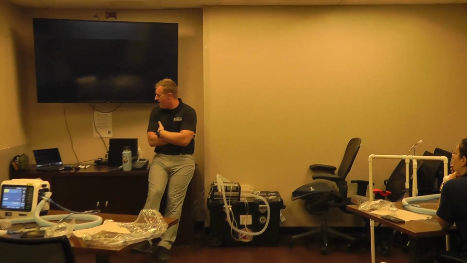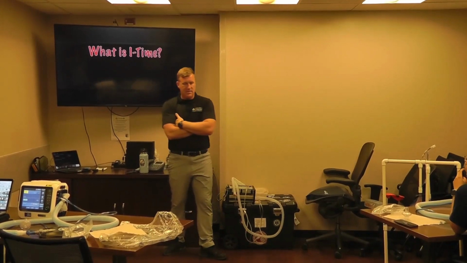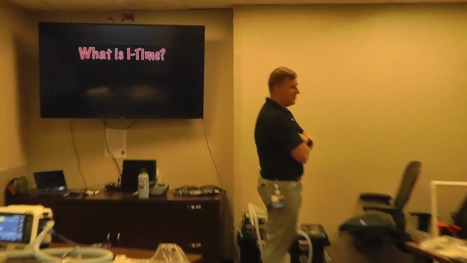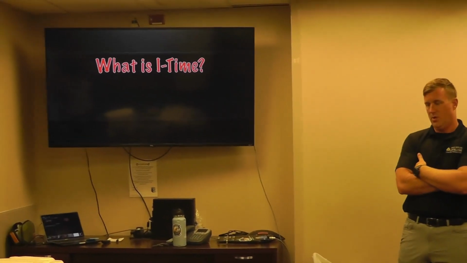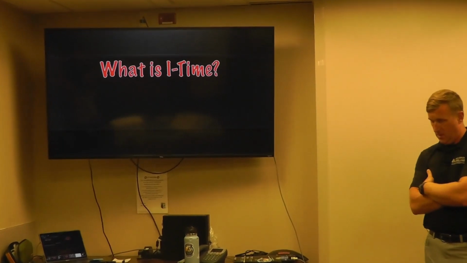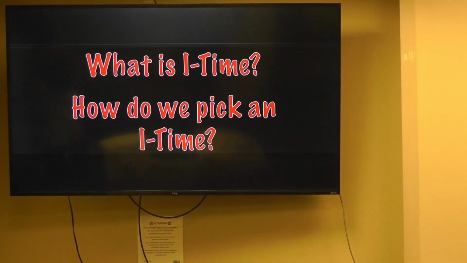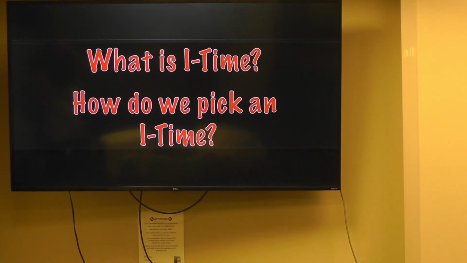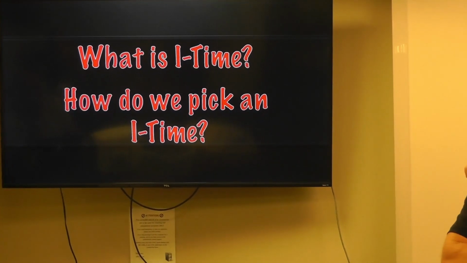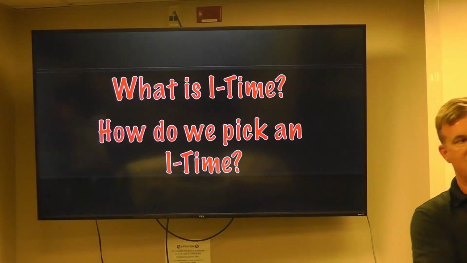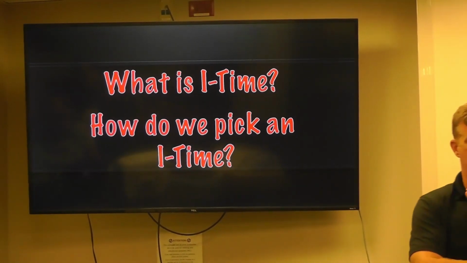So now we're gonna talk briefly about I time, okay? I time is our inspiratory time. We don't have control over expiratory time. We only have control over inspiratory time, right? So the way we control expiratory time is by controlling rate and I time. So I time is the time that the expiratory valve is closed. I want you to think about that.